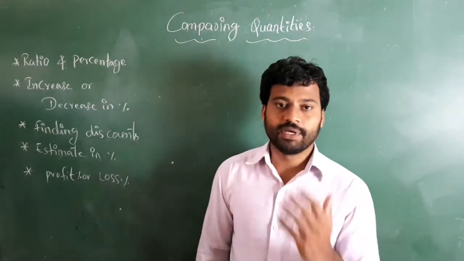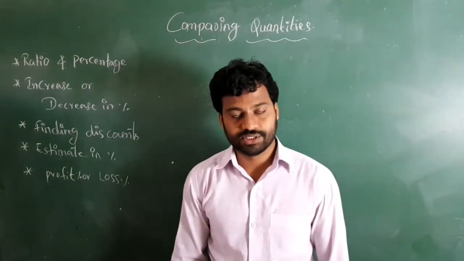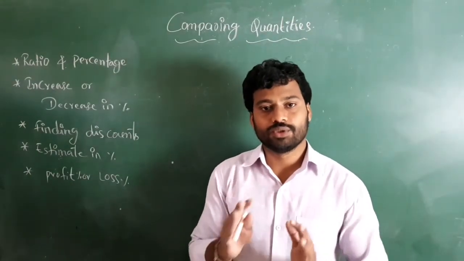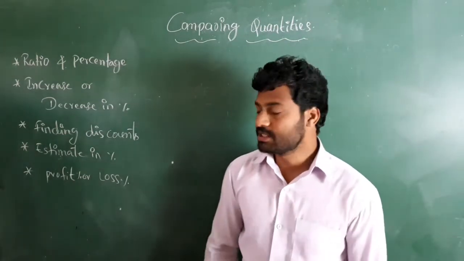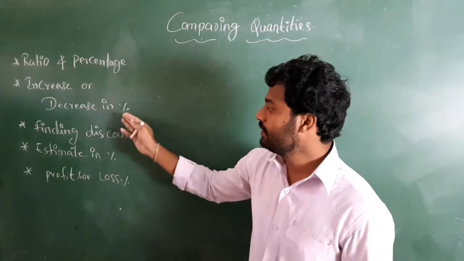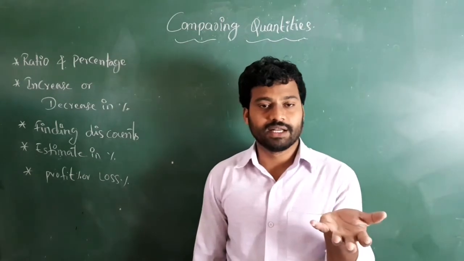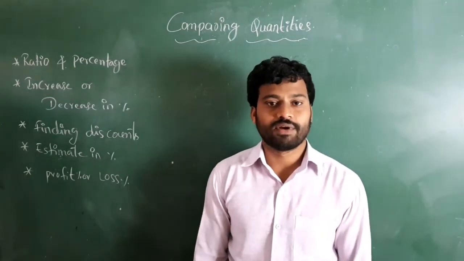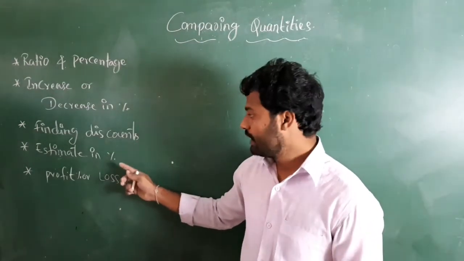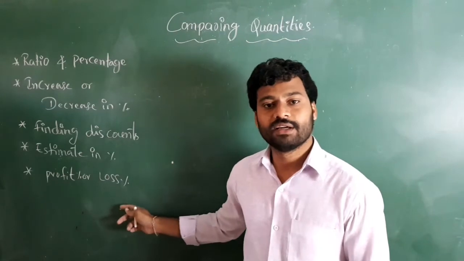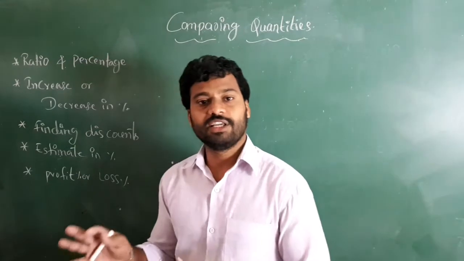In that, I have chosen a few topics today. First one is ratio and percentage. What is the ratio? How will the ratio be? Then how to find the percentage? Later, increase and decrease in percentage. Whether it is percentage increase or percentage decrease, how to find it? Next concept is finding discounts. Later estimation, later profit and loss. Clear or not?